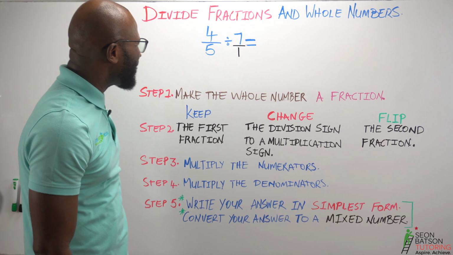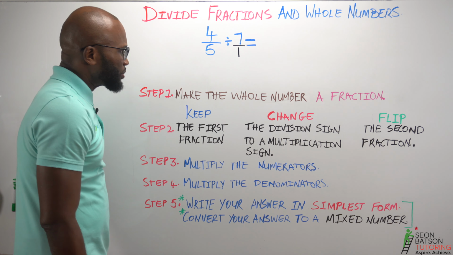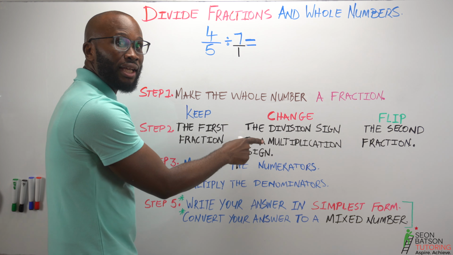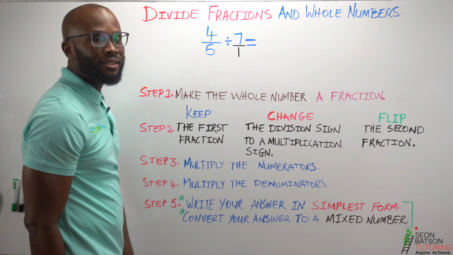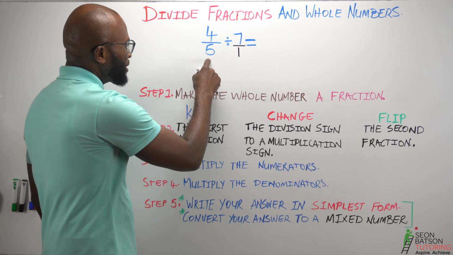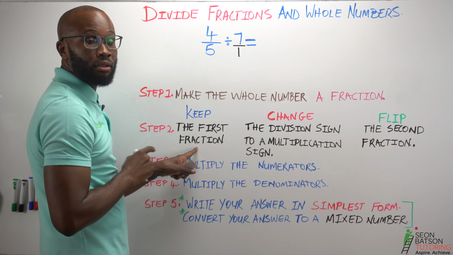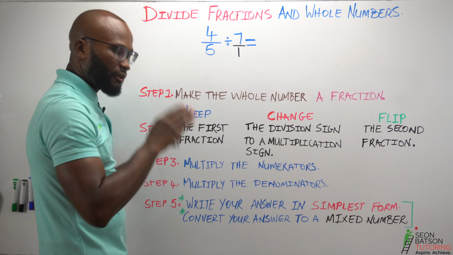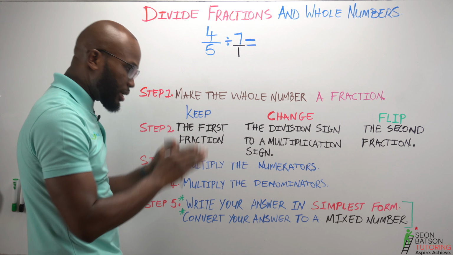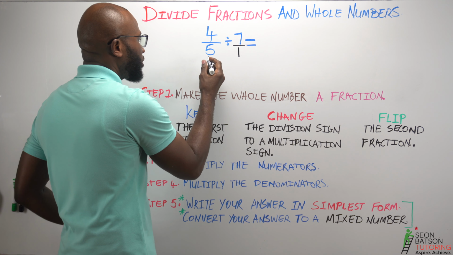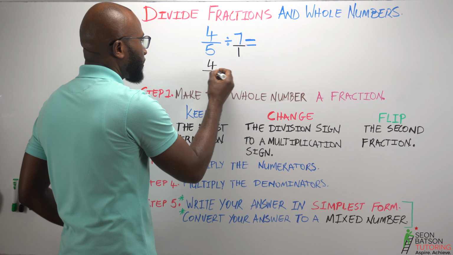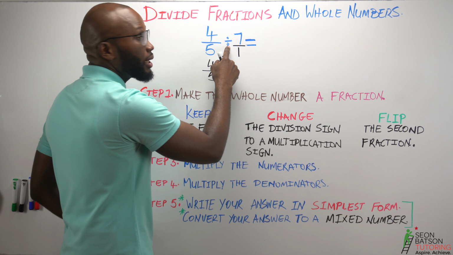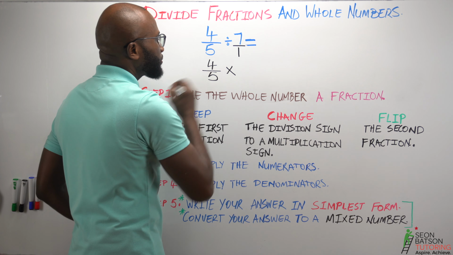This is fun stuff. Now, let's go to step 2. We are going to keep, change, and flip. Yes? Always keep the first fraction. Whenever you're dividing fractions, you will always keep the first fraction. The first fraction always stays the same. So 4/5 stays the same. Then we will change our division sign to a multiplication sign.